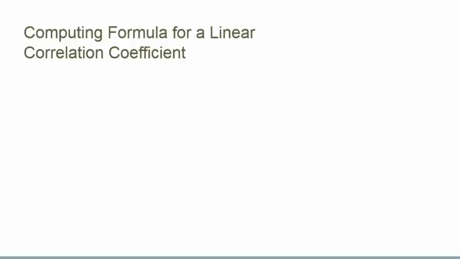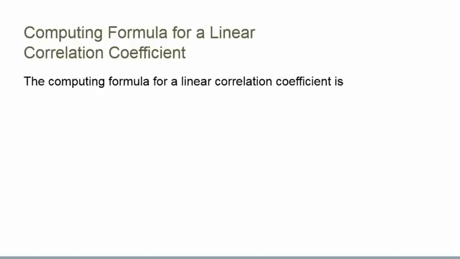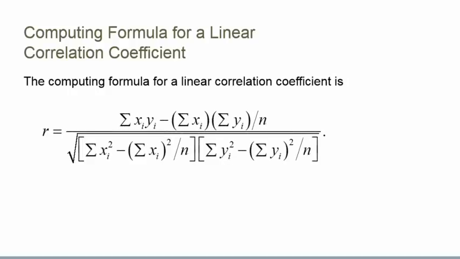Computing formula for a linear correlation coefficient. The computing formula for a linear correlation coefficient is r equals the sum of x sub i times y sub i minus the sum of x sub i times the sum of y sub i divided by n, all over the square root of (the sum of x sub i squared minus (the sum of x sub i) squared divided by n) times (the sum of y sub i squared minus (the sum of y sub i) squared divided by n).